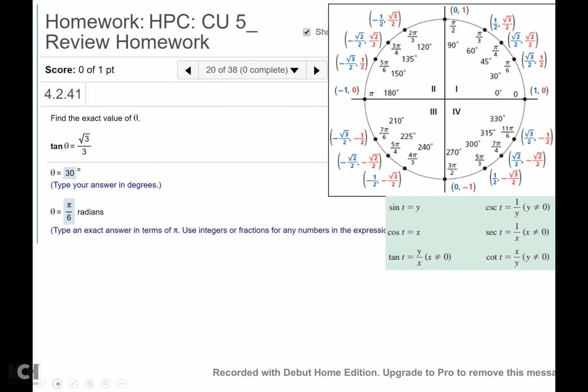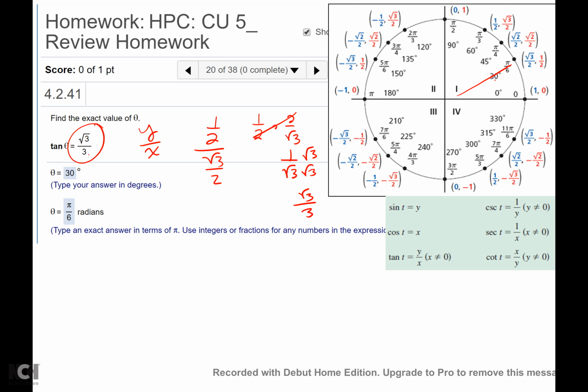Alright, this one says find the exact value of theta. Here, they're telling me I'm in the unit circle. Tangent is y divided by x. Since tangent is positive, I have to be in the first quadrant. It might be 30 degrees if 1 half divided by square root of 3 over 2 equals this. If I try that, 1 half times 2 over the square root of 3 gives me 1 over the square root of 3. Rationalize, and I get square root of 3 over 3, which is what I wanted, which means that's my angle. My answer is 30 degrees in degrees and pi over 6 in radians.